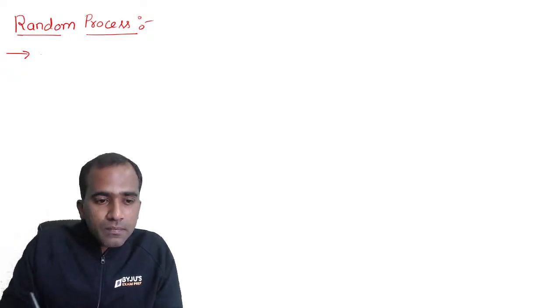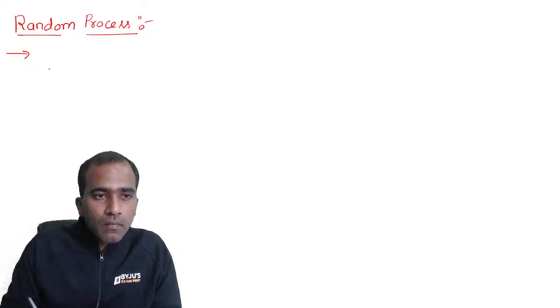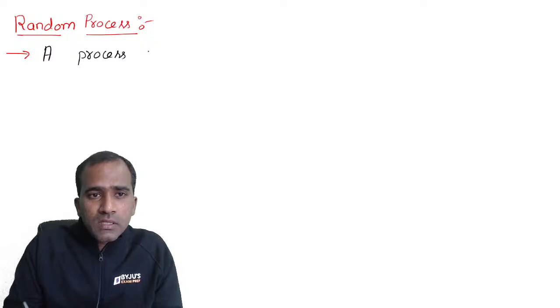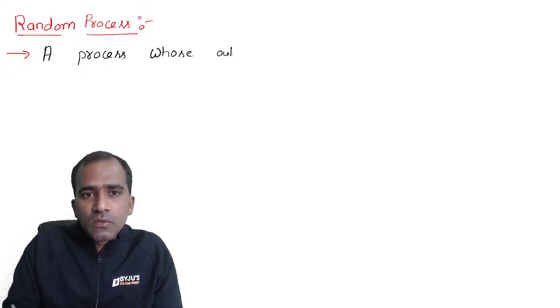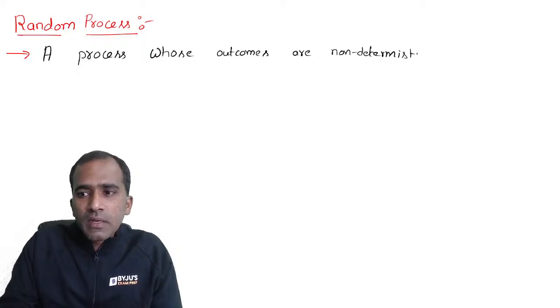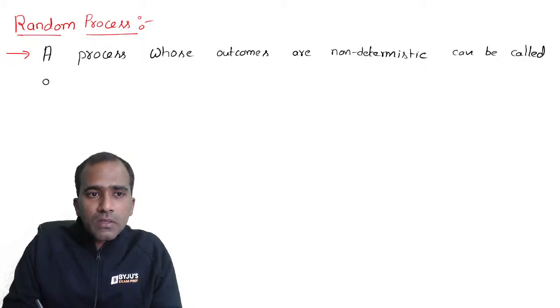Let me write it. I'll give you one more definition also so that you can understand it better. A process, meaning something which happens with time, whose values or outcomes are non-deterministic, which means we are not able to exactly determine what values it takes, can be called a random process.